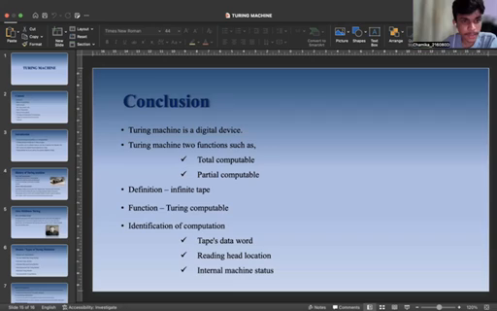Hi everyone, I'm Chamik Misharan, 216080D. I have done the comparison of the Turing machine and the real machine in this presentation.